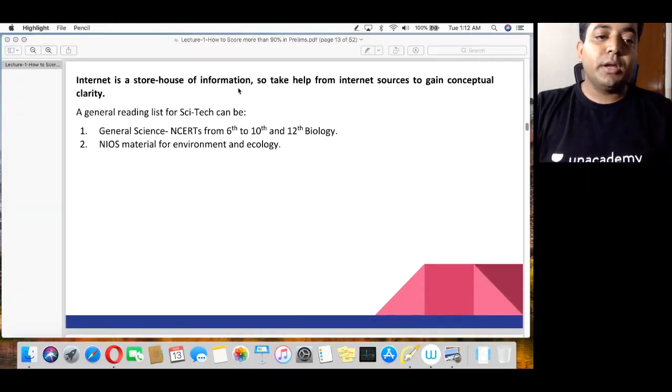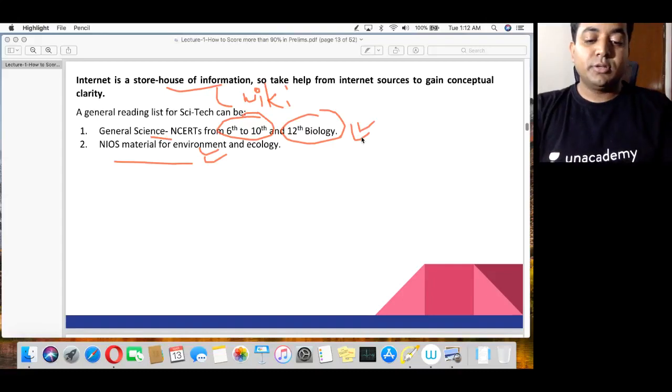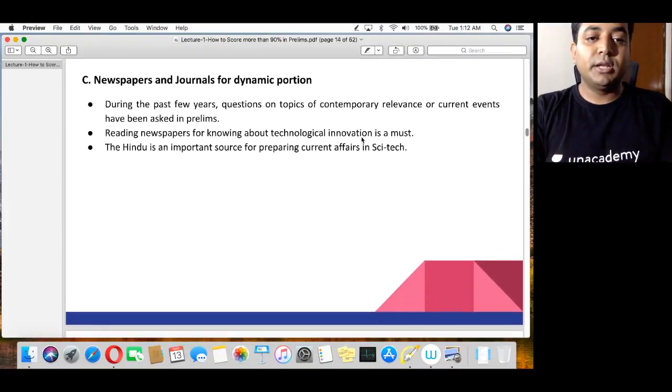Now, the internet is obviously a storehouse of information. Wikipedia is one of the best sources you will ever come across. You can read NIOS material for environment and ecology. If you don't have anything, Shankar IAS is also good. My environment and ecology course is also good. Then on general science, you can read NCERTs from 6th to 12th and 12th class biology. So that is your general science and NIOS material.